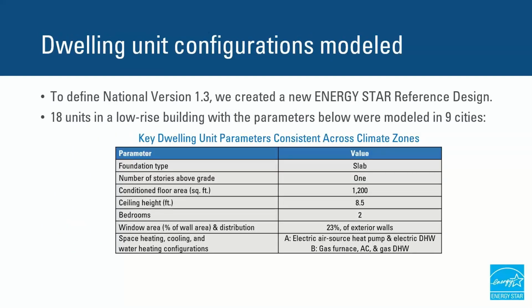So just as for single family, to ensure that we continue to deliver at least 10% savings for buildings using the ERI path of this new version, we created a new, more efficient multifamily Energy Star reference design. And we also used modeling to develop the new reference design, but we used multifamily dwelling units. So we modeled the units of DOE's low-rise multifamily building prototype, which is an 18-unit low-rise building with the parameters shown in this table in 9 different cities, resulting in more than 300 dwelling unit configurations.